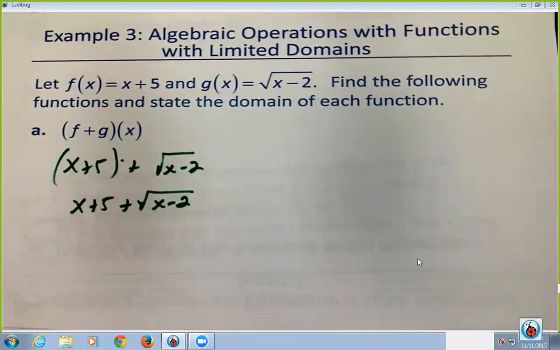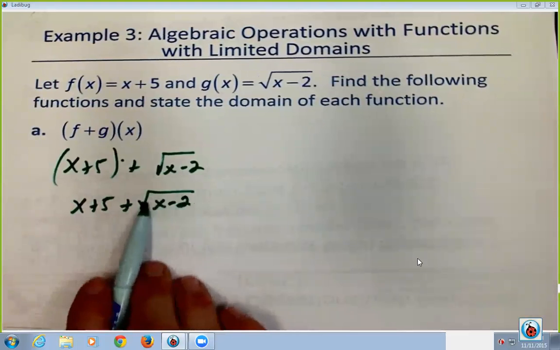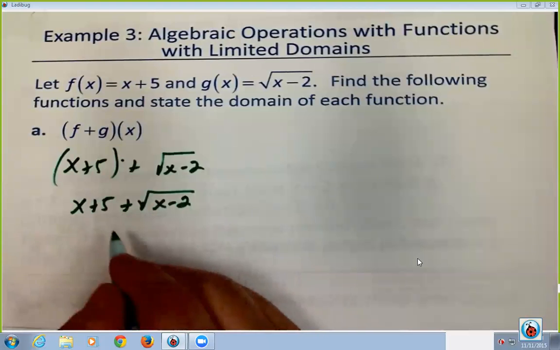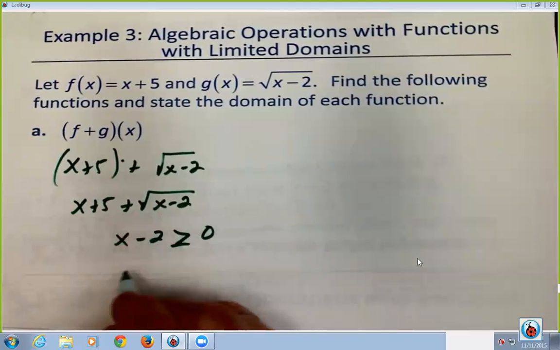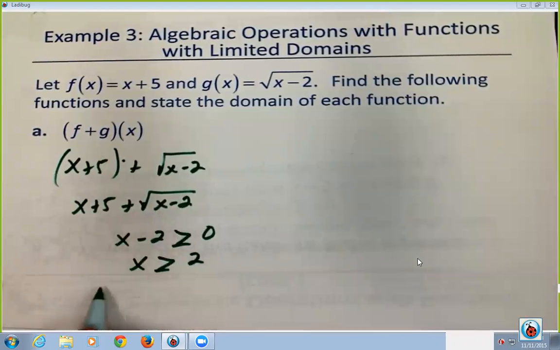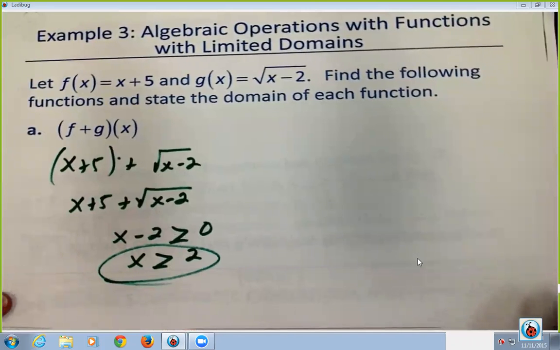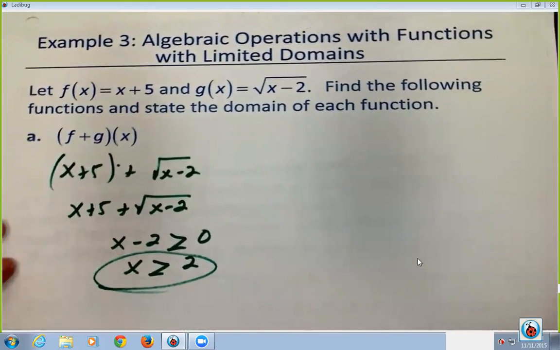Okay? And am I limited by what I could possibly put in here? Yes, I'm going to be limited because this can never be negative under here. We get imaginary numbers. And so I take x minus 2 and set it greater than or equal to 0. So x needs to be greater than or equal to 2. So my domain ends up being limited on this one. Okay? So do keep that in mind that sometimes you have to be careful with domains and what comes out of those.